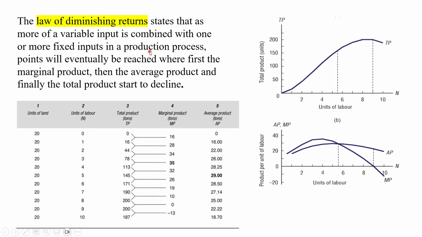So the law of diminishing returns basically states that as you're increasing your variable input and using it in the production process, you will reach a point where your marginal product, your average product, and then the total product start to do what? To decrease.